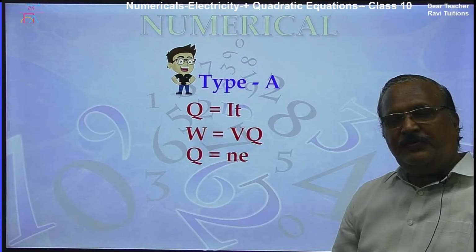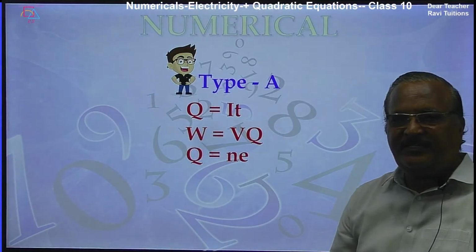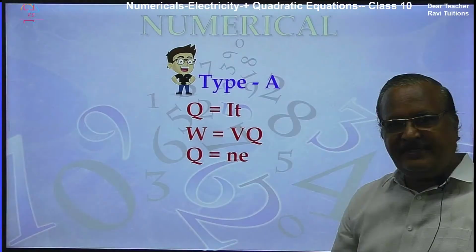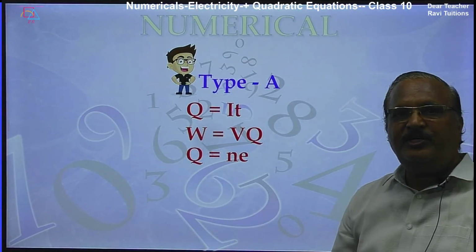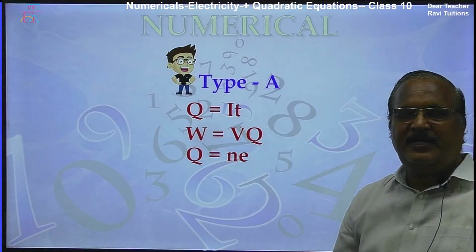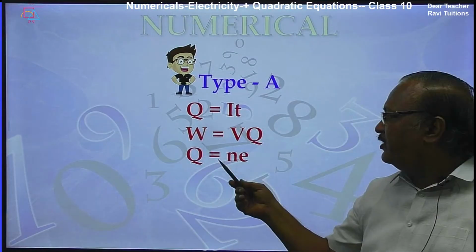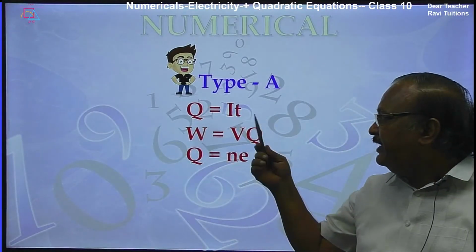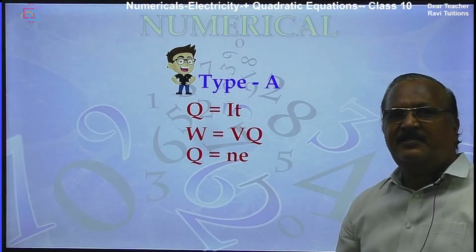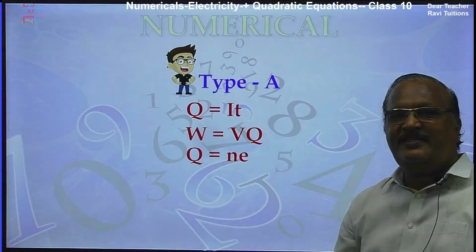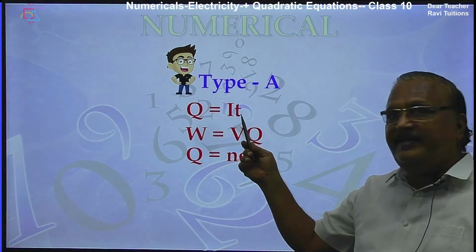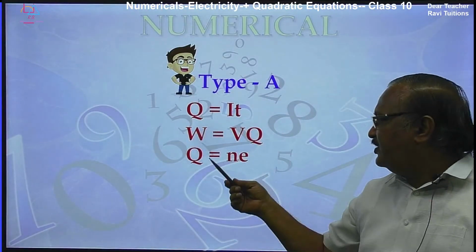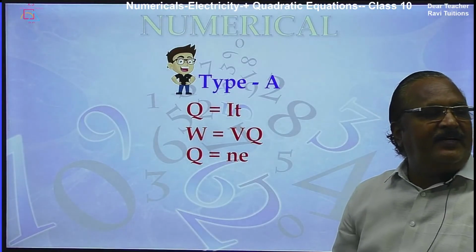So let us start without wasting time. Let us start physics, and after that I am going to teach 5 numericals today, based only on these formulas: Q is equal to IT, W is equal to VQ, Q is equal to NE. Only based on these 3 formulas, that means current, Q is IT is the formula on current and charge. And after that I am going to teach quadratic equations.